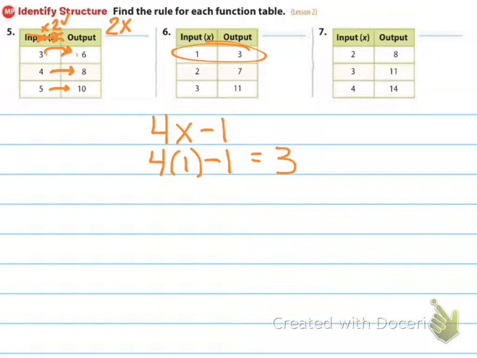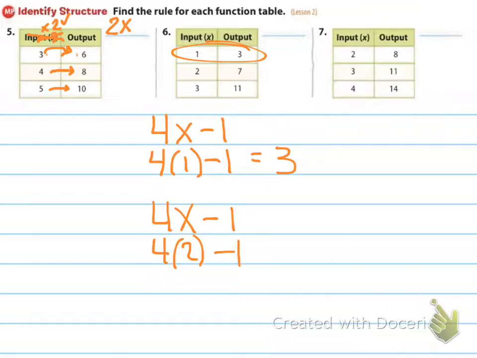So here's what I'm working with. 4x minus 1. If x is 1, it's going to be 4 times 1 is 4. 4 minus 1 is 3. That's the first one. So now I'm going to check this with the next two to see if it works. So 4 times 2 minus 1. 4 times 2 is 6.